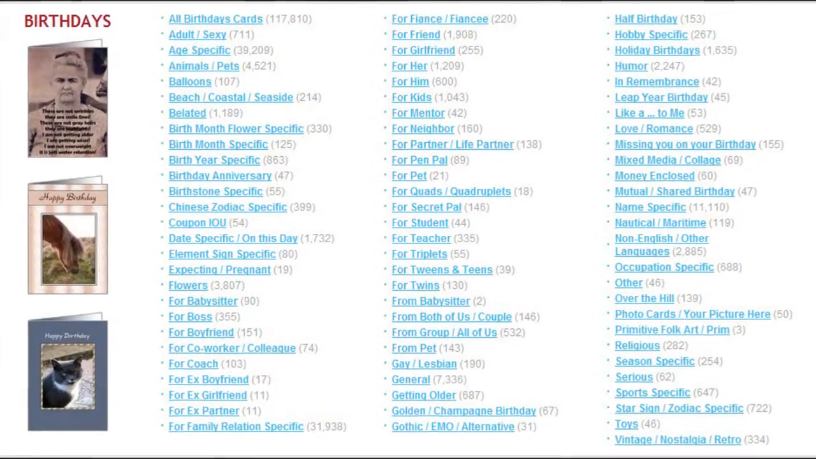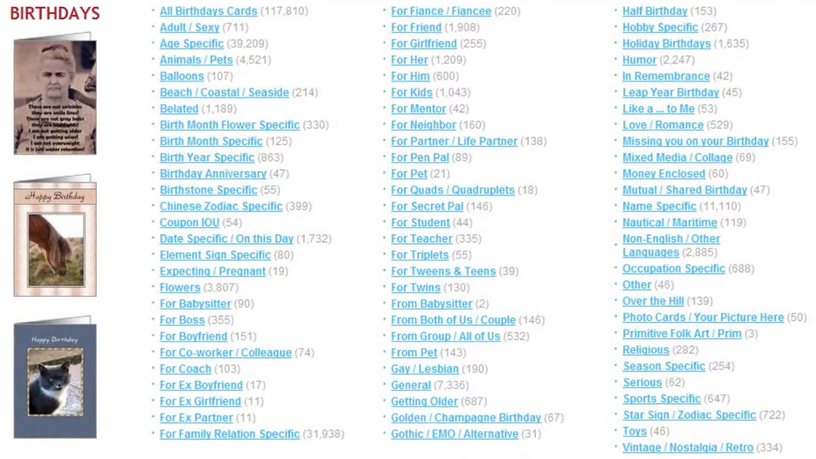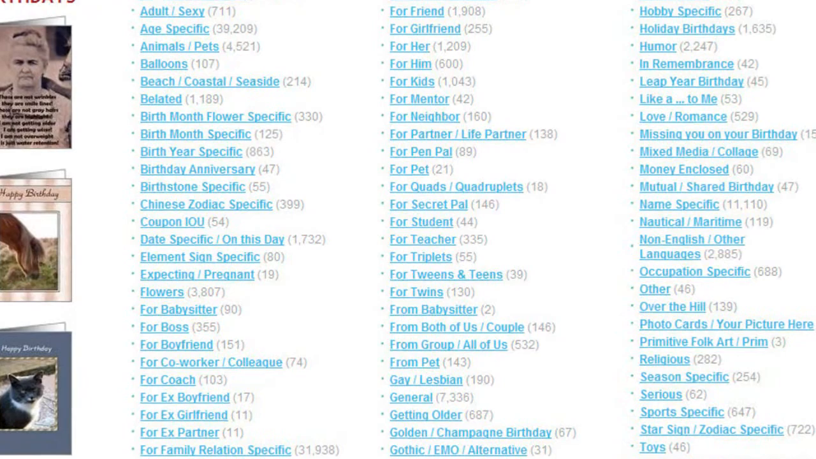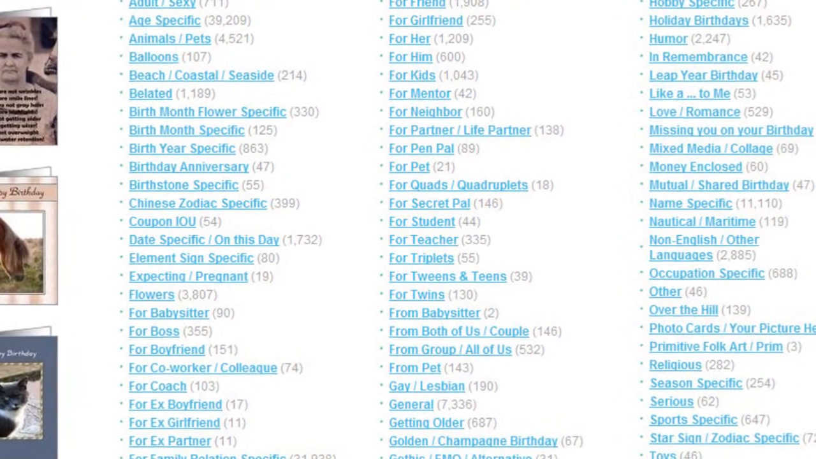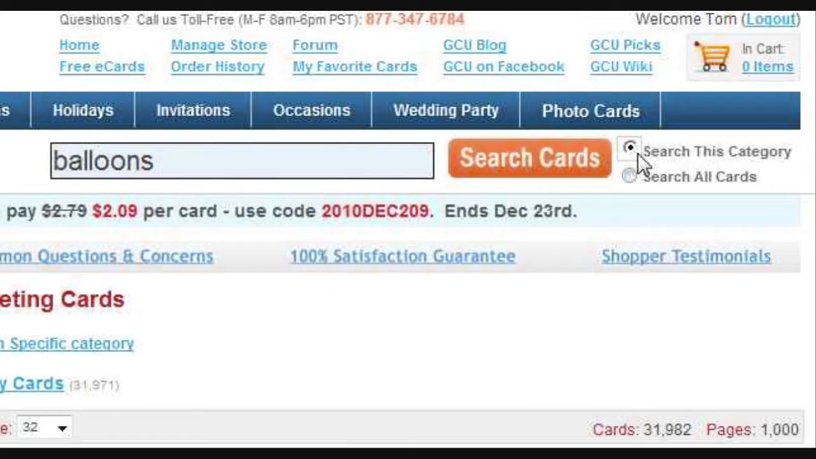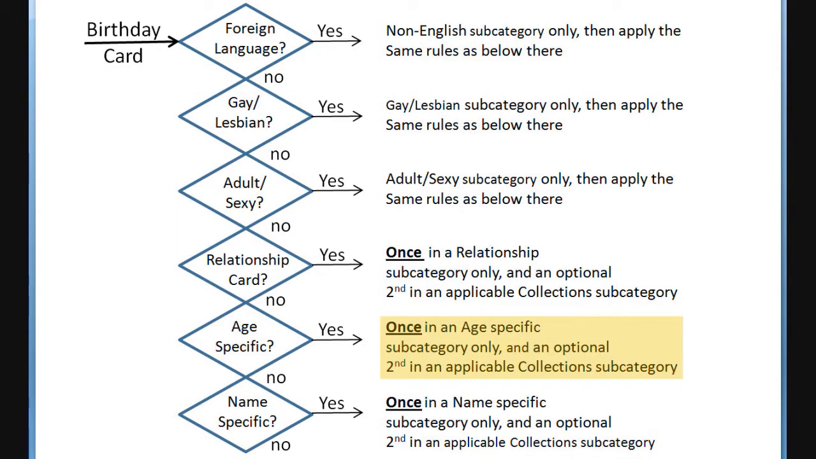Just like the rule for prior categories, do not select as your second category choice any of the birthday main subcategories such as balloons or animals. If your mom birthday card has balloons or animals, the shopper will discover these through browsing or through doing a search within that category. Next is age specific.